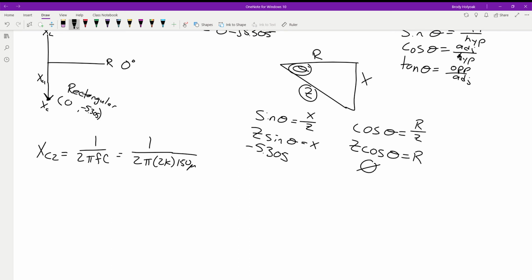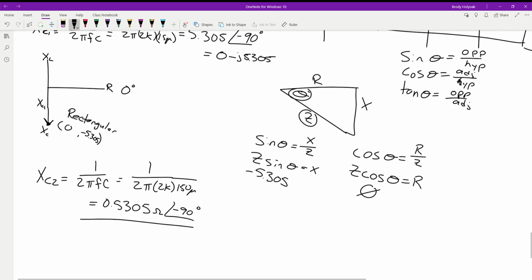What would you guys think is going to happen? Is it going to get bigger or is it going to get smaller? It's going to get smaller, because the capacitance went up by a factor of 10. So if we're increasing the denominator by 10, we're going to decrease our answer by 10. Divide it by 10. Okay, so now we can come back and look.